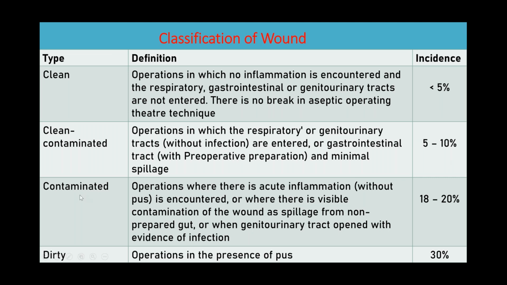5 to 10%. And a contaminated wound has acute inflammation and visible contamination of the wound, and the risk of infection is about 10 to 20%. And the dirty wound has the presence of pus, and the risk of infection is about 30%. This is the classification of wounds.